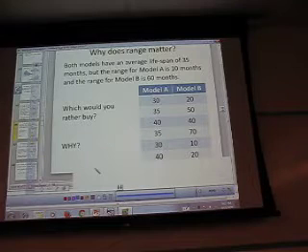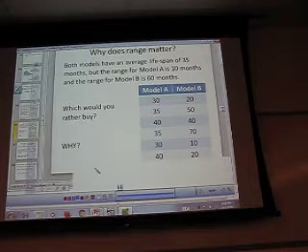All right, so who would prefer model A? Okay, give me a reason why. Anyone? Yeah? It's consistent. It's more consistent? Okay.